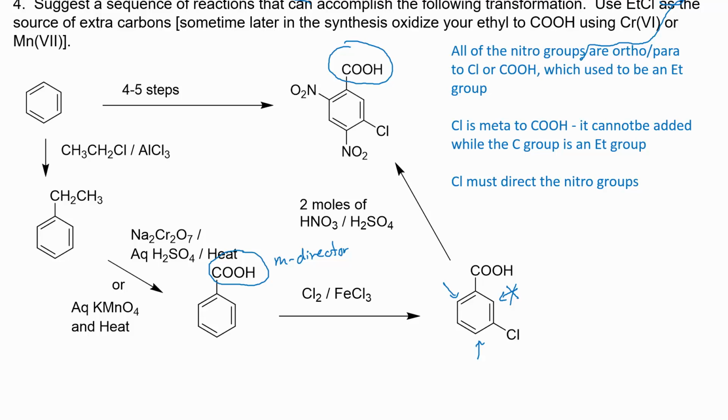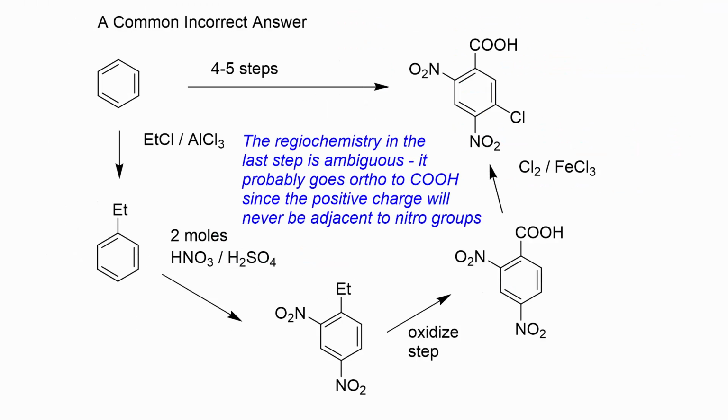All right, let's look at a common incorrect answer, and this happens because if it was the ethyl group here, it would be the dominant group. Chlorine and ethyl are actually sending the nitro groups to the same place, so it would seem to be okay in that respect, but there's a problem. Okay? All right, so let's examine that route. All right, so we're going to make ethyl benzene.